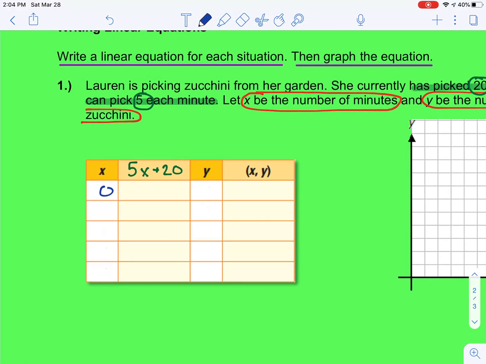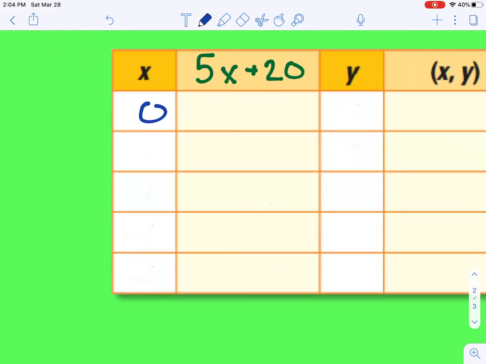And we're talking about minutes here, so maybe is she picking for 1 minute at a time? Is she going to pick for 5 minutes at a time? It's totally up to you. I think for our problem here, I'm going to do 1, 2, you know what, let's mix it up a little bit. Let's go 2, 4, 6, and 8. And you can really pick whatever ones you want, okay?